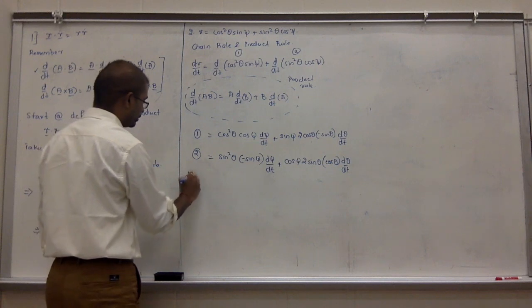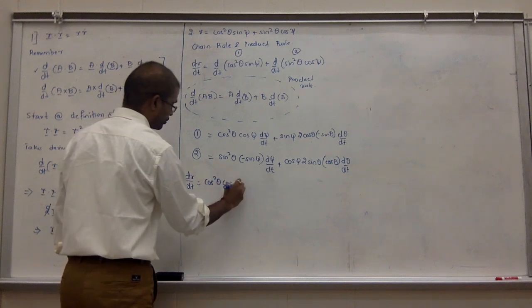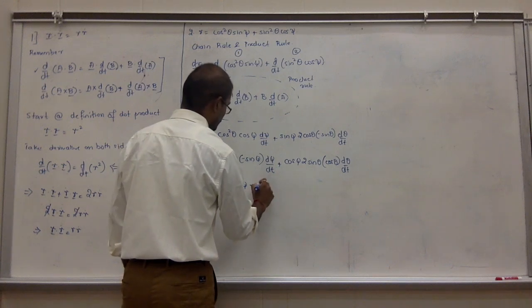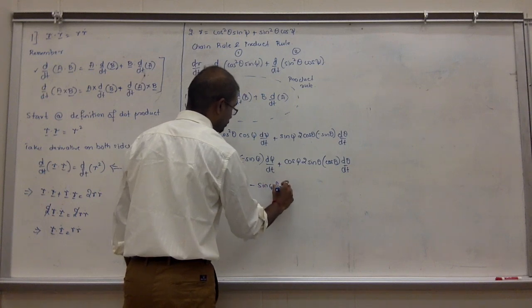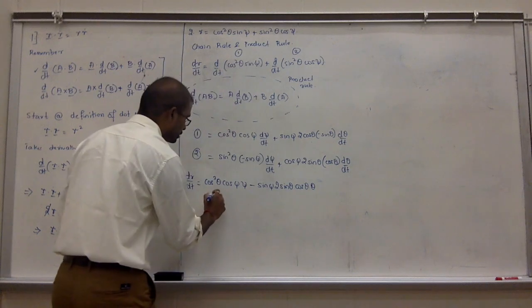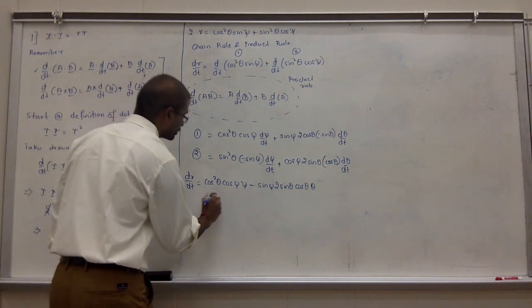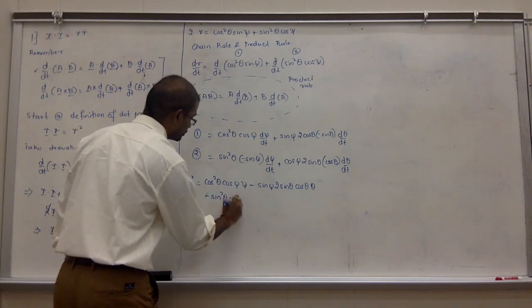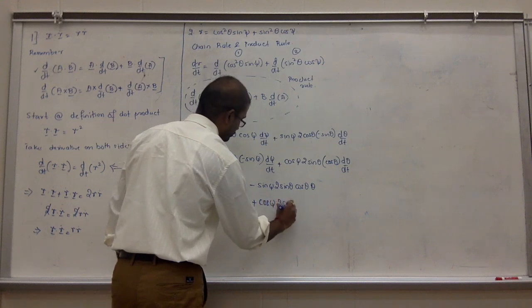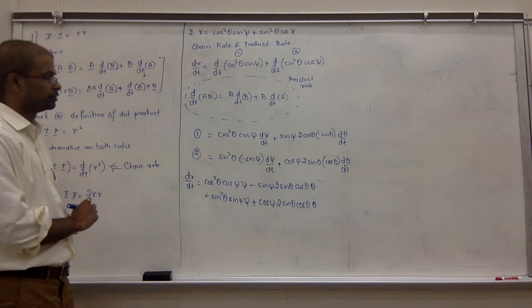Okay. So the dr by dt, if you write all of it together, what you're going to get is cosine square theta cosine psi psi dot minus sine psi sine theta cosine theta theta dot minus sine square theta sine psi plus cosine psi. So this is the complete derivative of that above function.